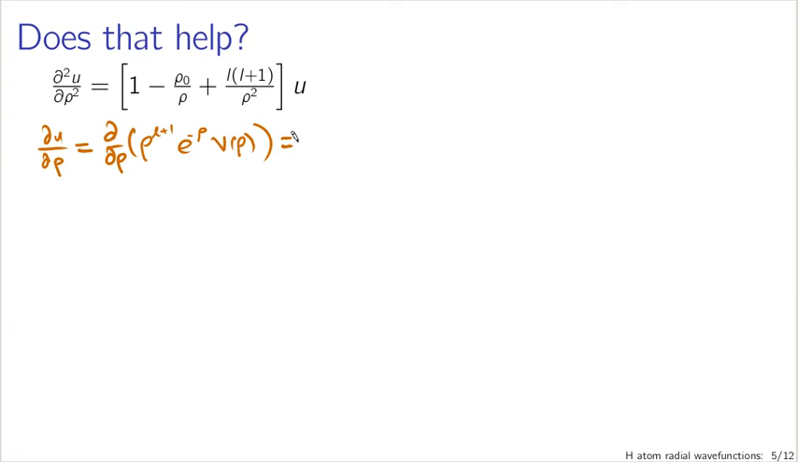Well, we have three terms in this expression, and we're going to have to use the product rule to evaluate this derivative. So first of all, I can let the derivative act on the rho to the L plus 1, and I'll get L plus 1 times rho to the L. The other two terms will be untouched, e to the minus rho, v. Next, I can let the derivative act on the e to the minus rho. That's just going to give me e to the minus rho back with a minus sign out front. So what I'll get for that term is rho to the L plus 1 untouched times e to the minus rho times v with a minus sign from the differentiation.